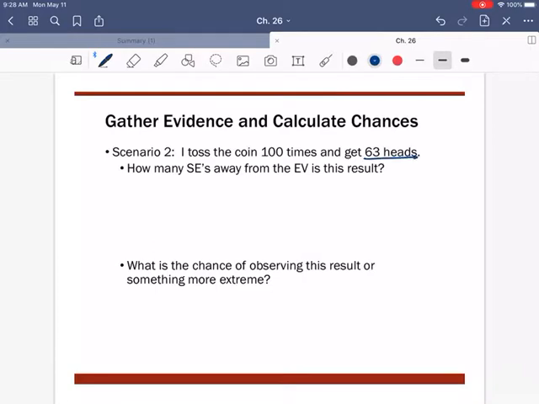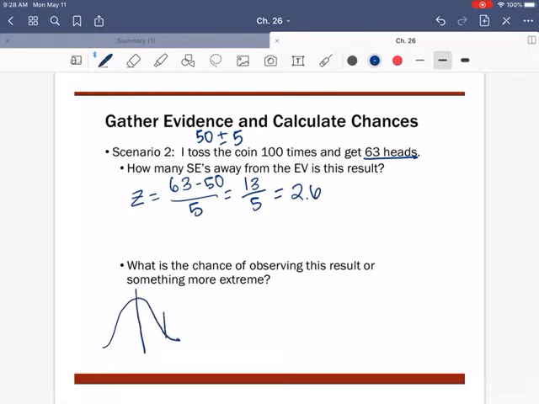Okay, here's a look at what we just did. Now let's look at the second option. I toss the coin and get 63 heads. Remember, we expected 50, give or take 5. So 63 is, let's see, 63 minus 50 over 5 is 13 over 5. That's almost 3 standard errors away. 2.6 standard errors away from the expected.